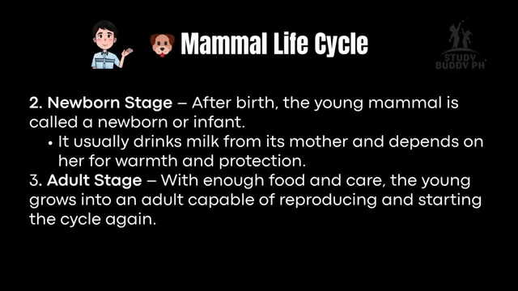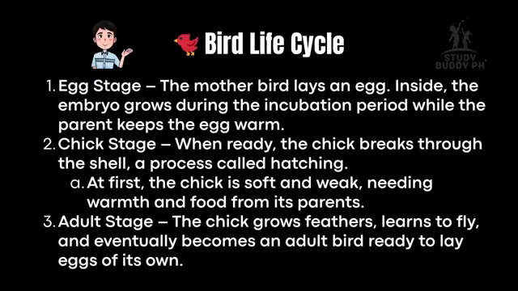2. Newborn stage. After birth, the young mammal is called a newborn or infant. It usually drinks milk from its mother and depends on her for warmth and protection. 3. Adult stage. With enough food and care, the young grows into an adult capable of reproducing and starting the cycle again.